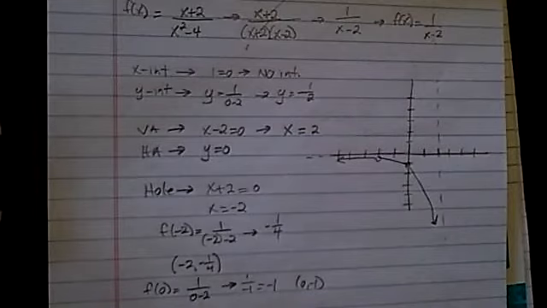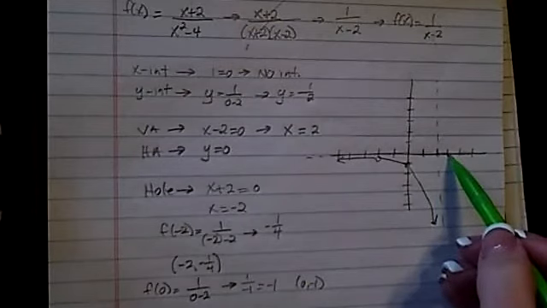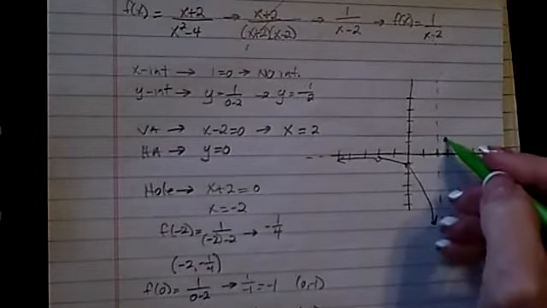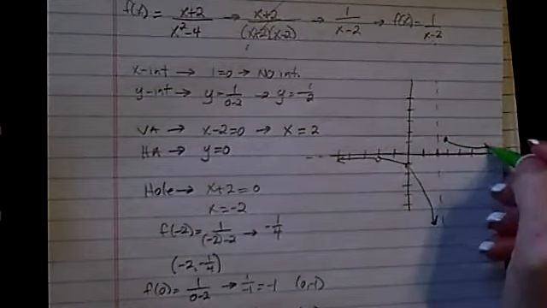Now let's look over here at these two sections. Let's pick maybe 3. If I substitute in a 3, we get 1 over 1, which equals 1. So if I put a 3, the y value is 1. So 1, 2, 3, 1. Again, I can draw that.